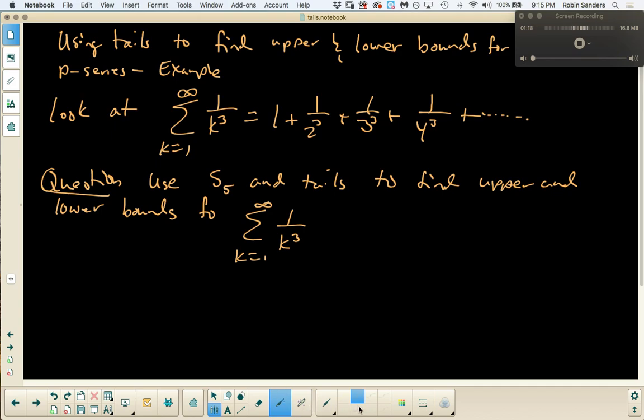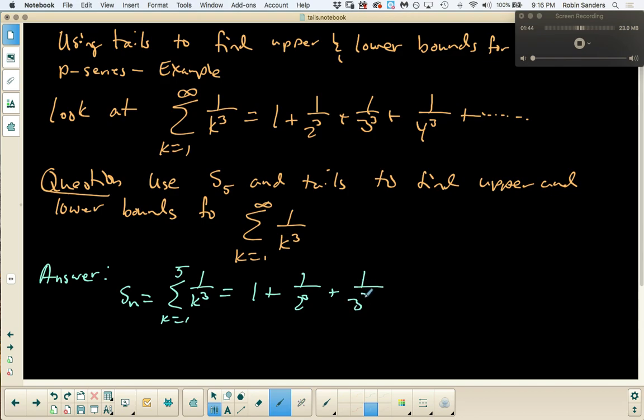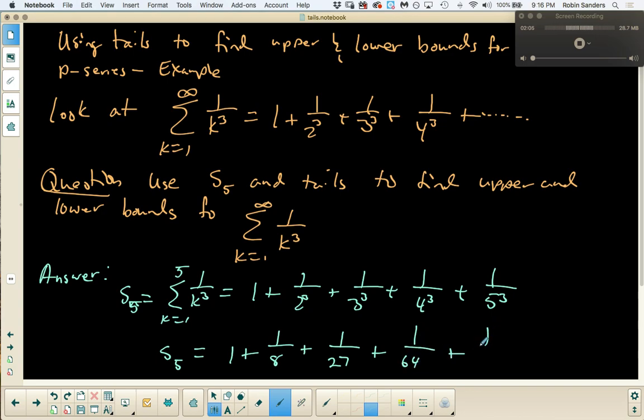Now, the answer to this kind of problem is going to be based on the stuff in the previous video. I want to remind ourselves that S5 means the series as k goes from 1 to 5 of 1 over k cubed. That would be 1 plus 1 over 2 cubed plus 1 over 3 cubed plus 1 over 4 cubed plus 1 over 5 cubed. I do know my cubes, so S5 is 1 plus 1 over 8 plus 1 over 27 plus 1 over 64 plus 1 over 125. And that's a nice finite sum.